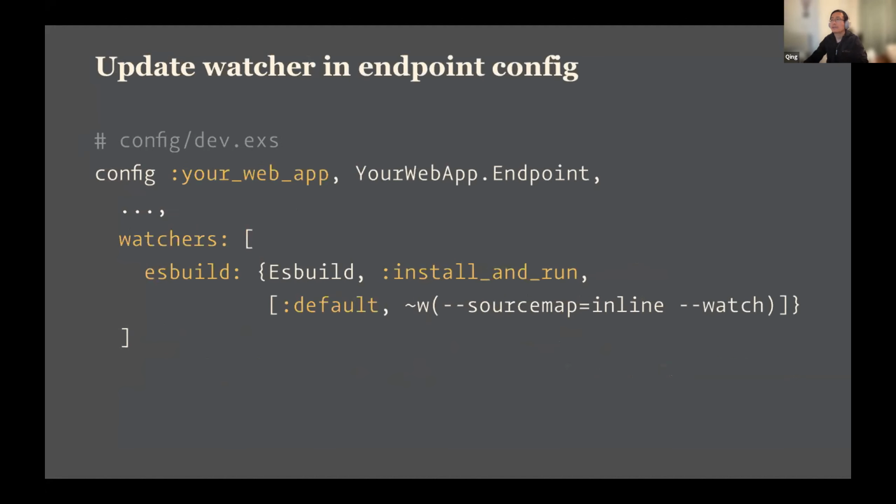Next, update the watcher. So in your dev.exs file, there should be a node watcher under the endpoint config that uses webpack. Now we wanted to replace that one with this esbuild watcher. And this is for local development only.